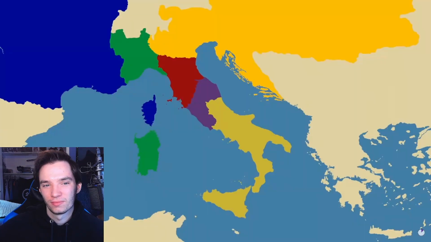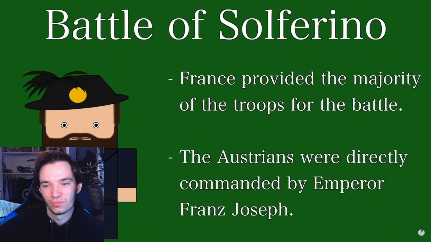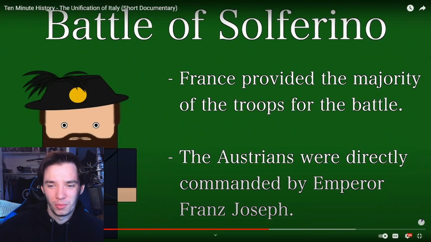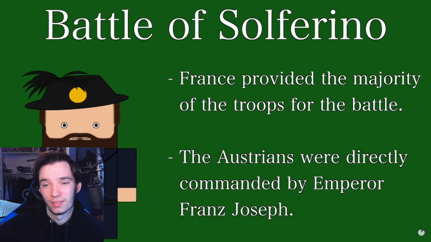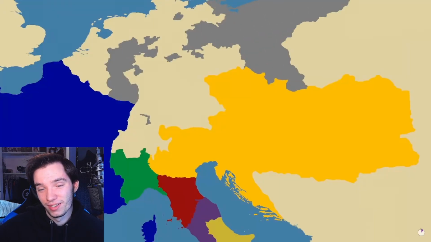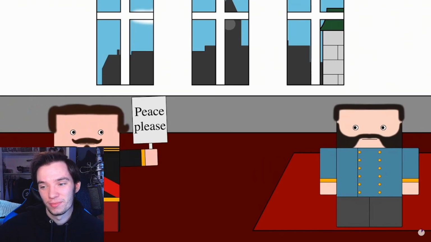This is why this war is referred to as the Second War of Italian Independence, 1848 being the first. The two major battles in this were Magenta, which was a French victory, and Solferino, which was a combined Franco-Piedmontese victory. Incidentally, France provided the majority of the troops for the battle. The Austrians were directly commanded by Emperor Franz Joseph. The Battle of Solferino, which involved over 250,000 men, was so bloody that it led to the foundation of the International Red Cross.